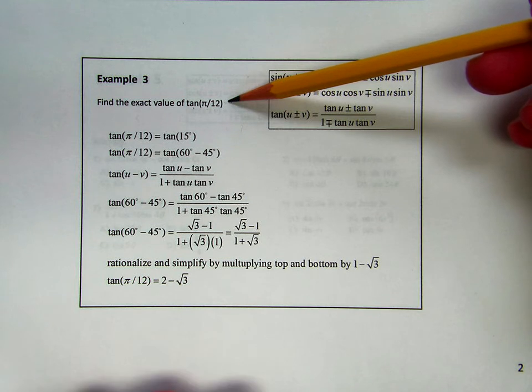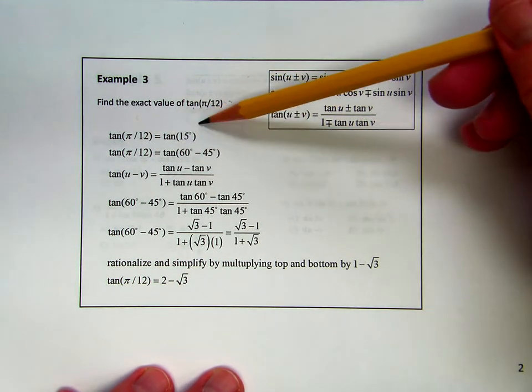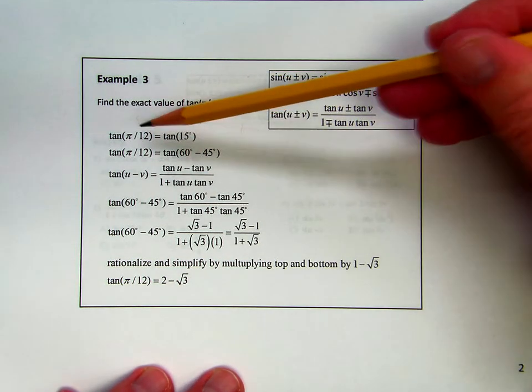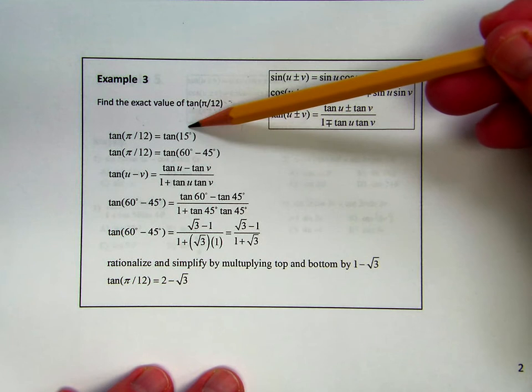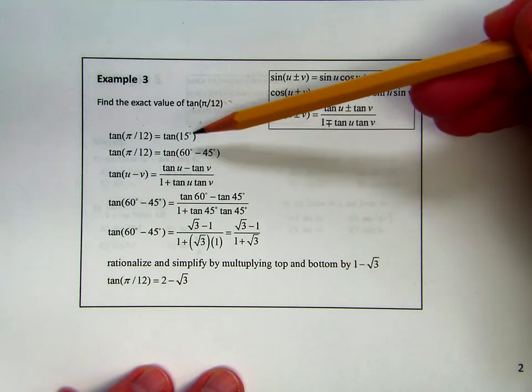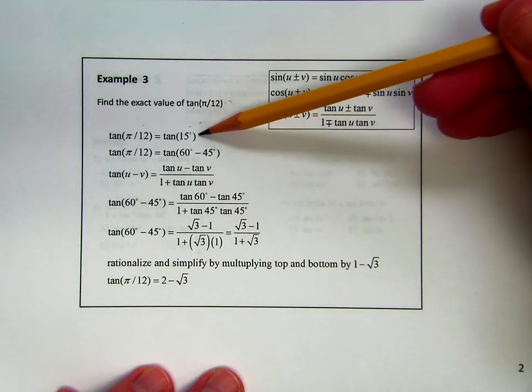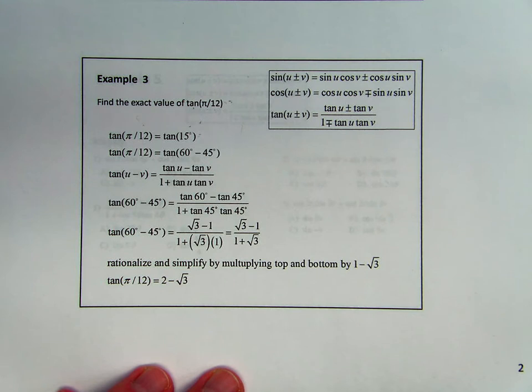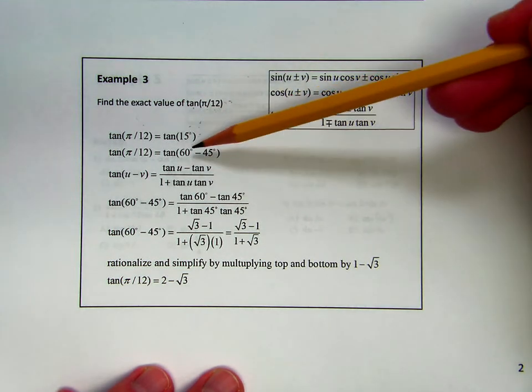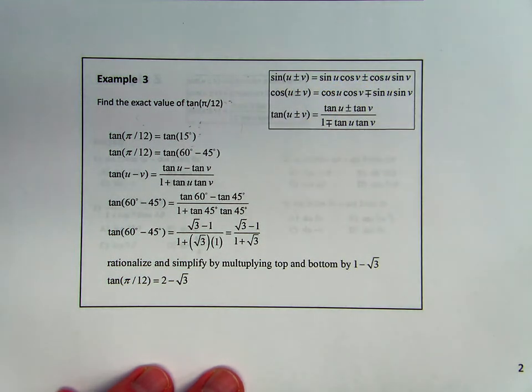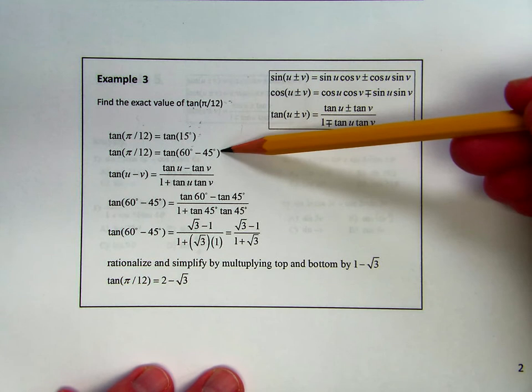So for some of these, a good strategy, depending on your mental math skills with radians, may be to convert to degrees. Finding the tangent of pi over 12 and finding the tangent of 15 degrees is the same thing. So if you're better at doing it in degrees, then do it in degrees. One way to express 15 degrees is 60 minus 45. It's not the only way. We could go, for example, 45 minus 30 if we wanted to.